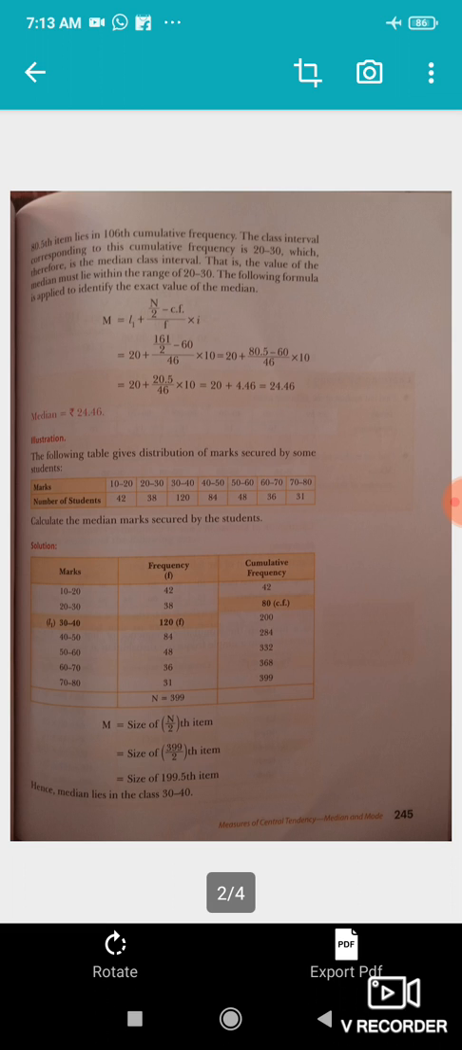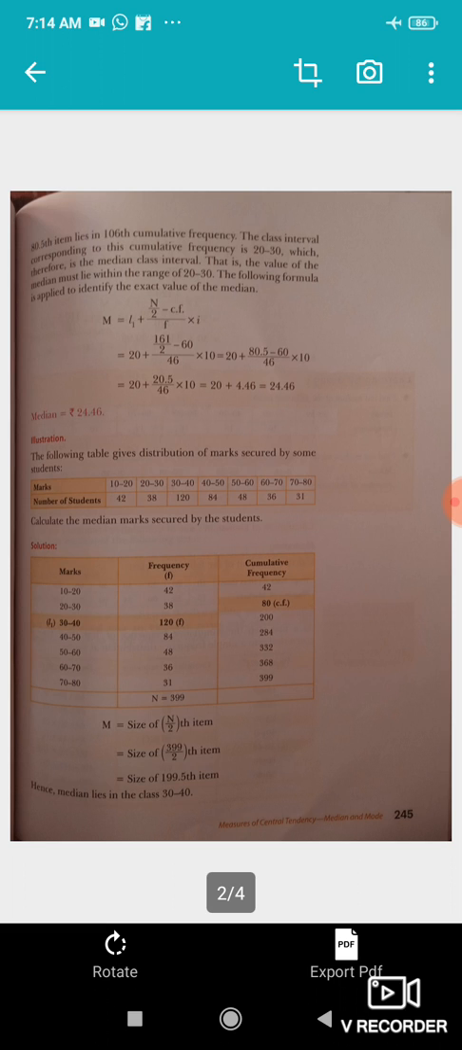So we will solve it by the BODMAS rule. 20 plus, we will divide and we get 80.5 minus 60 upon 46 into 10. Further that will give us 20 plus, we will subtract, 80.5 minus 60 gives us 20.5 upon 46 into 10. So it will be 20 plus 4.46. First you divide and then you multiply and you get 4.46, and the answer will be 24.46.